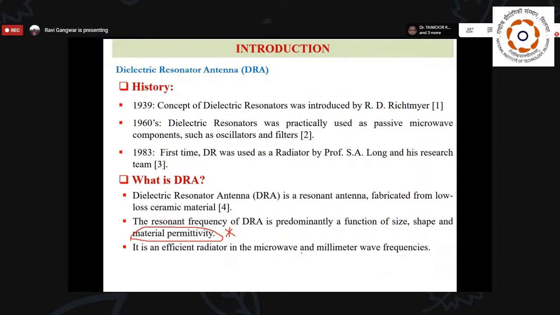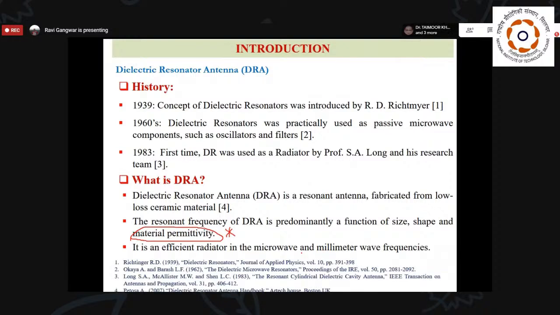The reason is that this antenna doesn't have any metallic structure, so there is no problem related to metallic losses or surface wave losses. That's why this antenna shows very good radiation efficiency for microwave and millimeter wave frequencies. Second, due to its dielectric nature, the antenna has higher power handling capabilities, so it can be used for applications that require higher power handling in place of microstrip patch antennas.